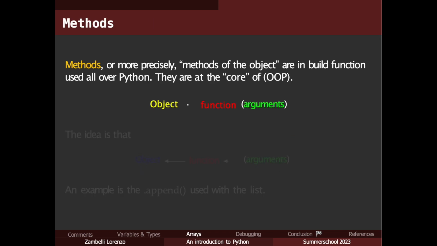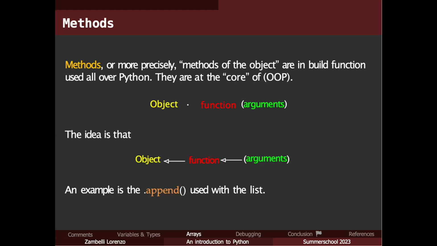Okay, methods. Those functions that we have seen before, so extend and append, are called methods, and more precisely methods of the object. And they have the following structure. We have the object, in our case a list, dot the function that was before append or extend, and the argument inside the function. What is the idea behind this? Basically, the arguments are used by the function, and the function is applied to the object. An example is, as I said before, append.